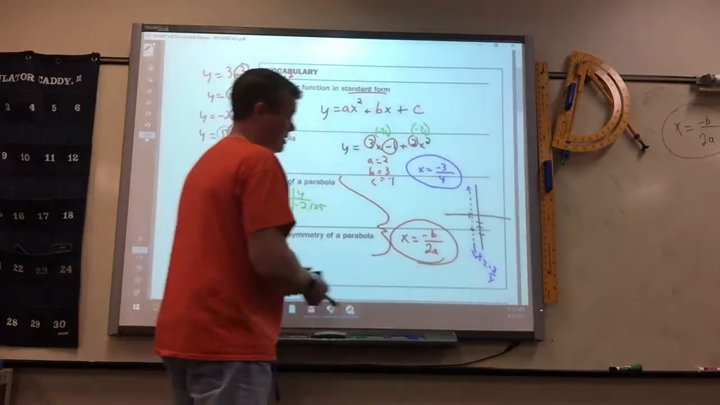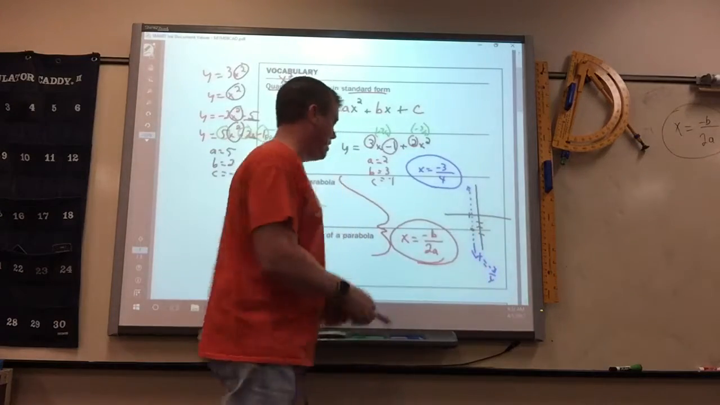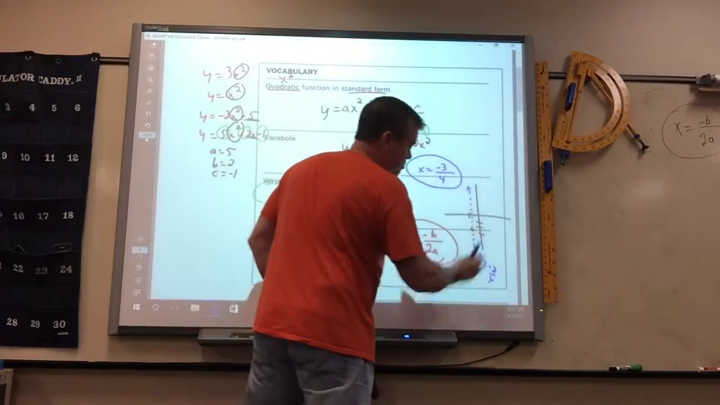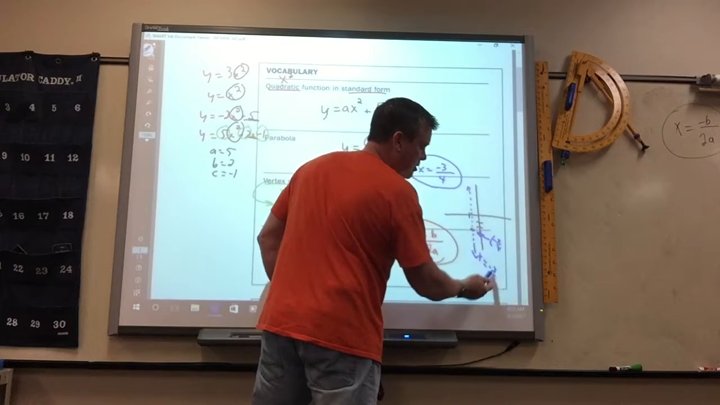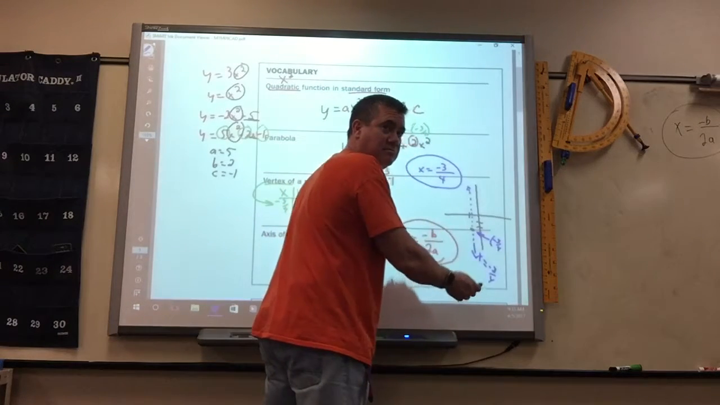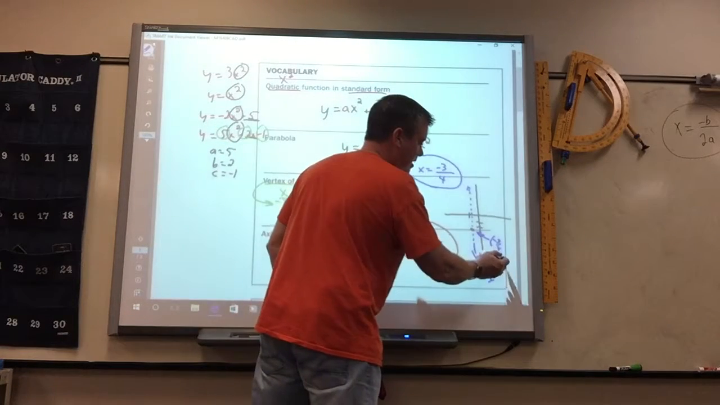So when they tell you to label two things, the vertex and the axis of symmetry, you just put the coordinate there, negative 3/4. This number and this number will always be the same. Your axis of symmetry number and the x on this vertex.